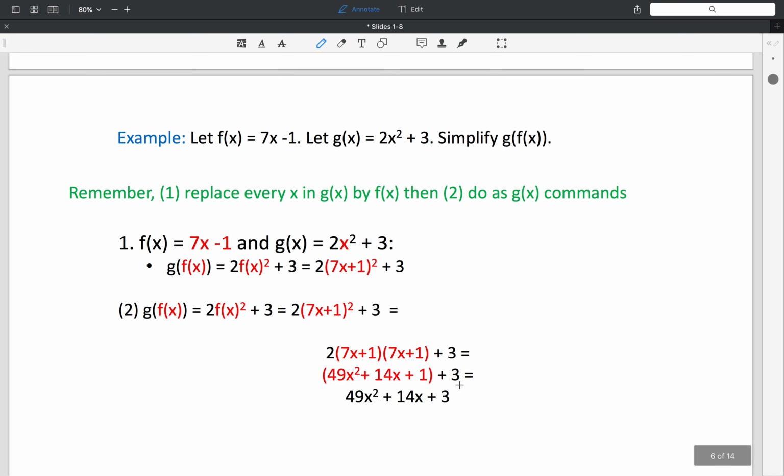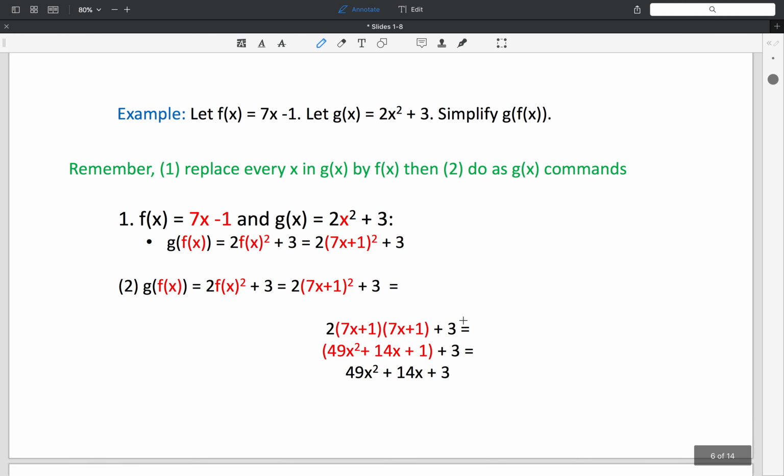I'm going to head to the next slide now. Okay, so hopefully you worked on this. This is what we wanted to work on, which is plugging in f of x into g of x, which means replacing every x here by f of x. So again, I'm going to use f of x in red just so we can follow. So that's my f of x, and that's g of x.